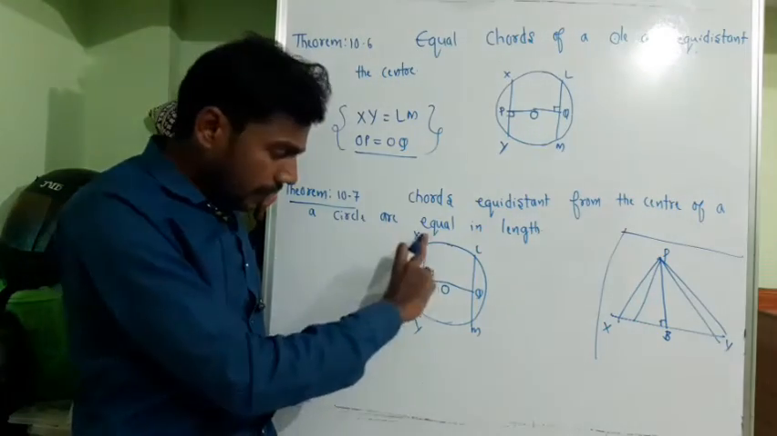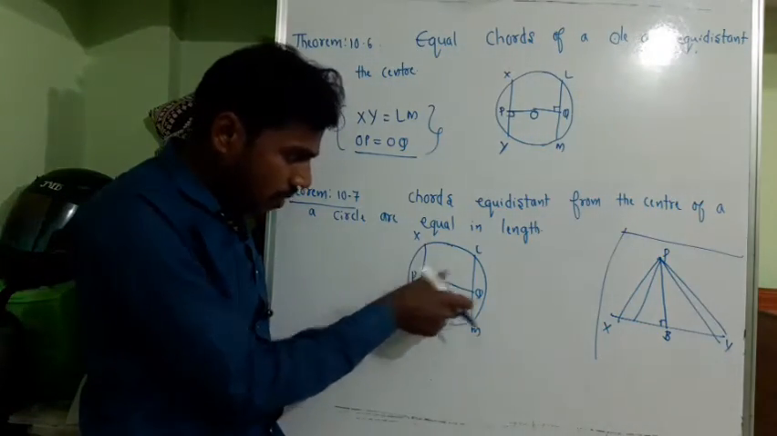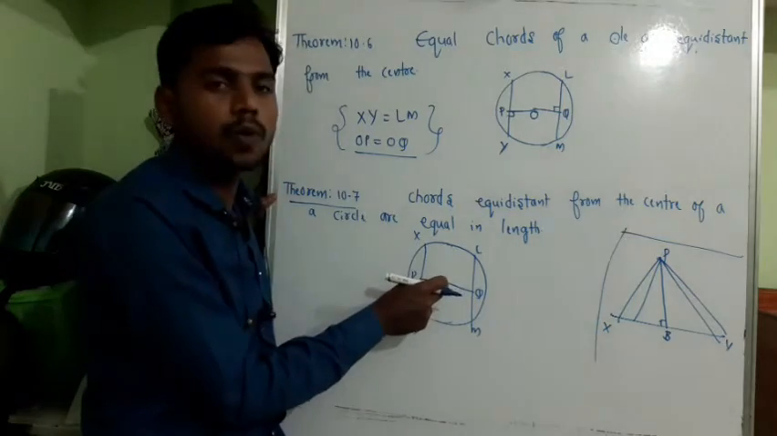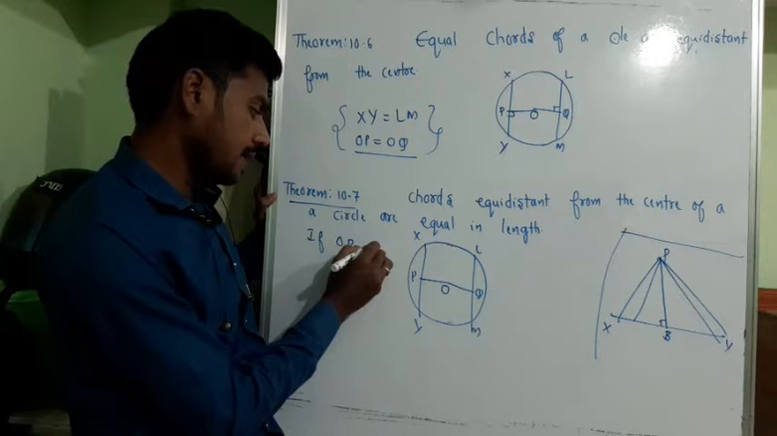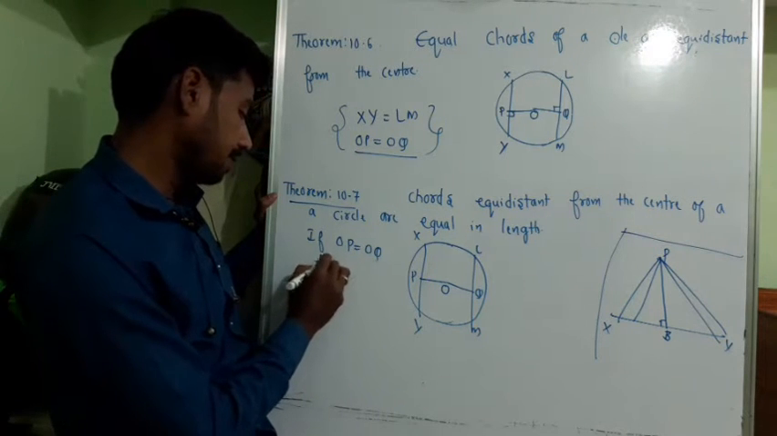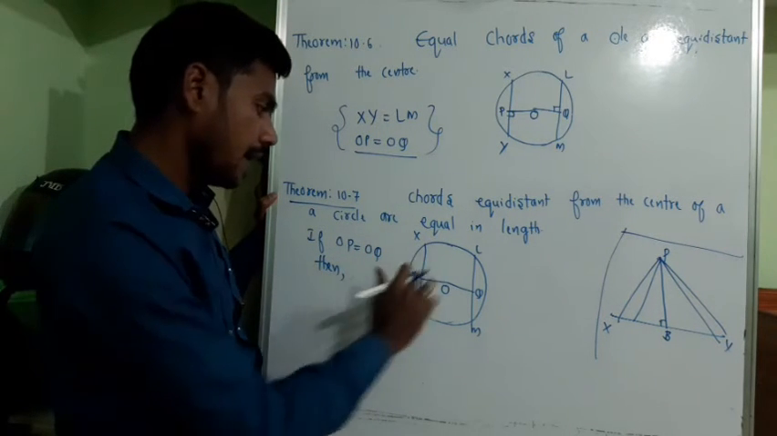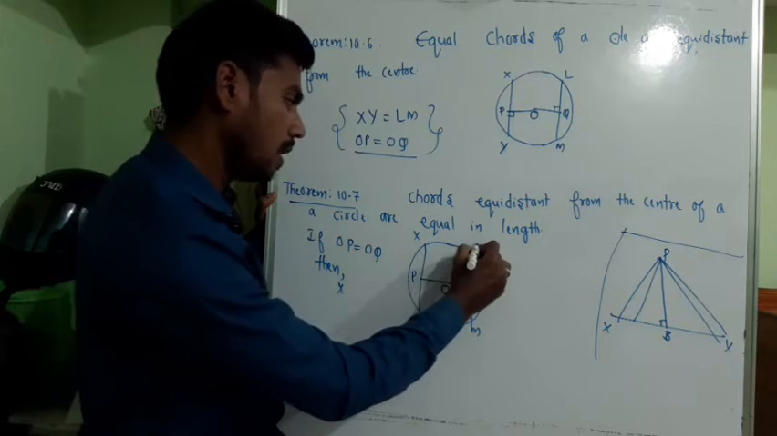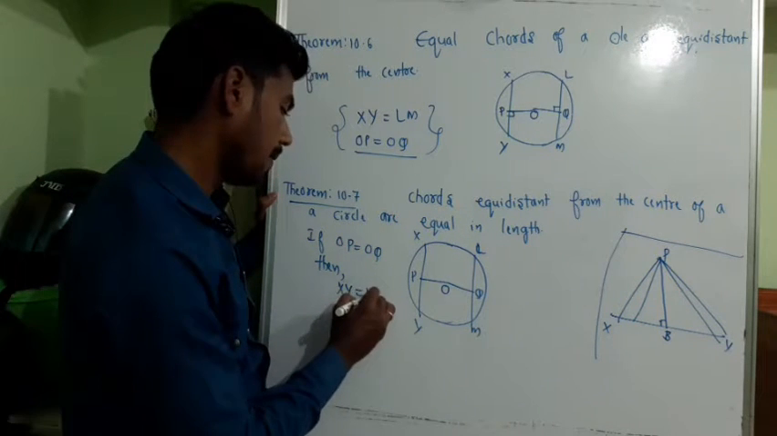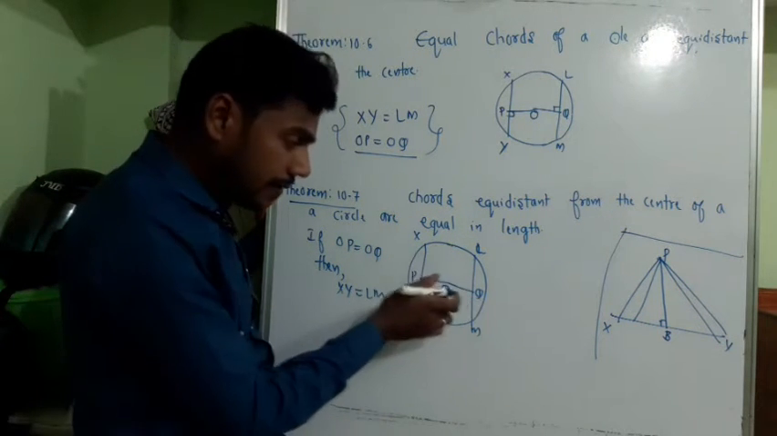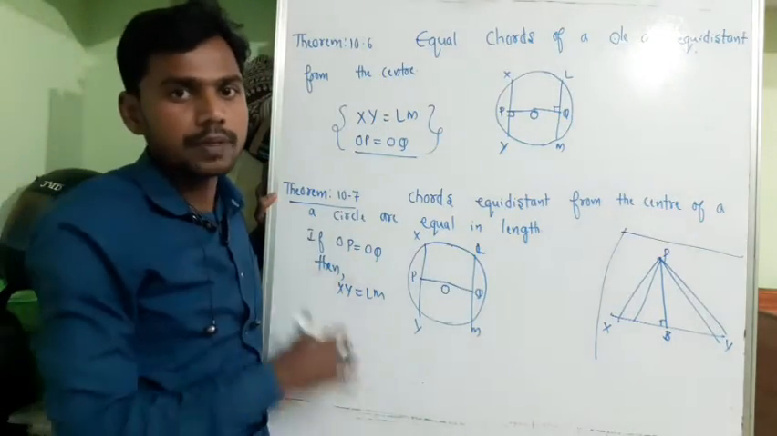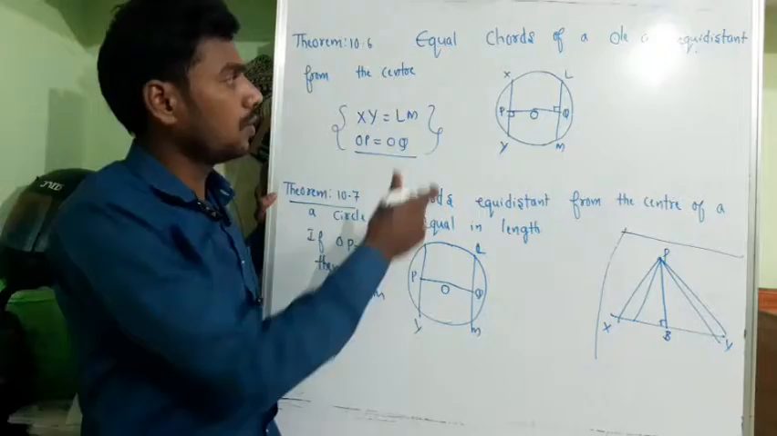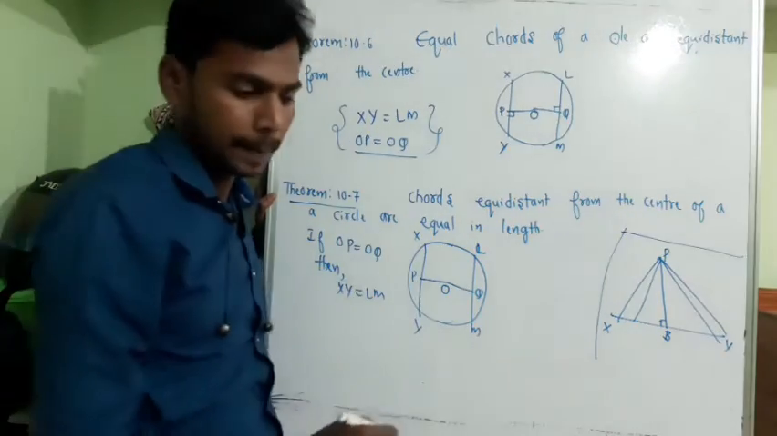Suppose XY and LM are equidistant from O. It means if OP is equal to OQ, then XY is equal to LM. Chords equidistant from the center are equal in length. That is the meaning of that particular theorem. Please note these two theorems.